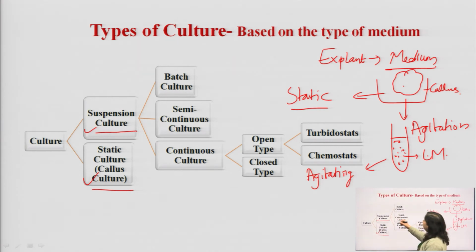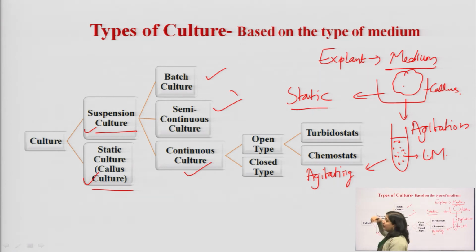Now, there are different types of suspension culture and I will come back to this picture. Here you can see that there are three types of suspension culture: batch culture, semi-continuous culture and continuous culture. Before we move further, we are going to discuss later how the growth and maintenance of the cultures is done. So, this is in brief related to that also.